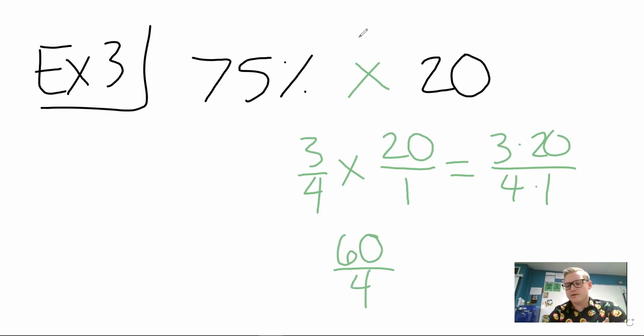So I need to turn that into a mixed number. So I'm going to take that top number, 60, and divide it by 4. Because remember, the fraction bar is also known as a division bar. All right, so let's do 60 divided by 4. Clear my screen to get a little bit more space.